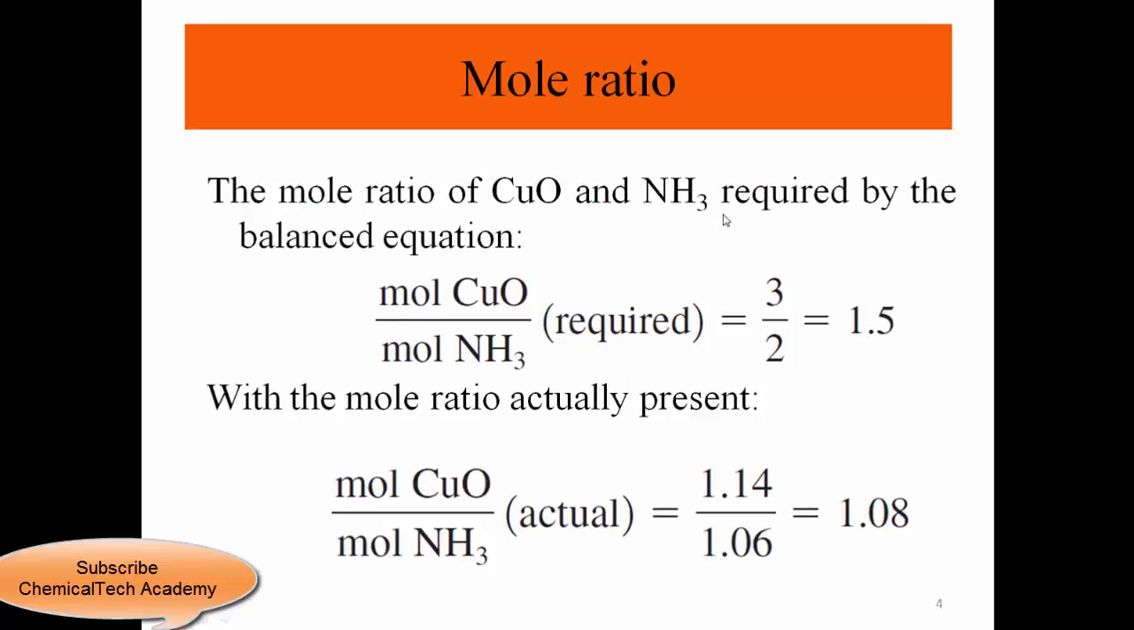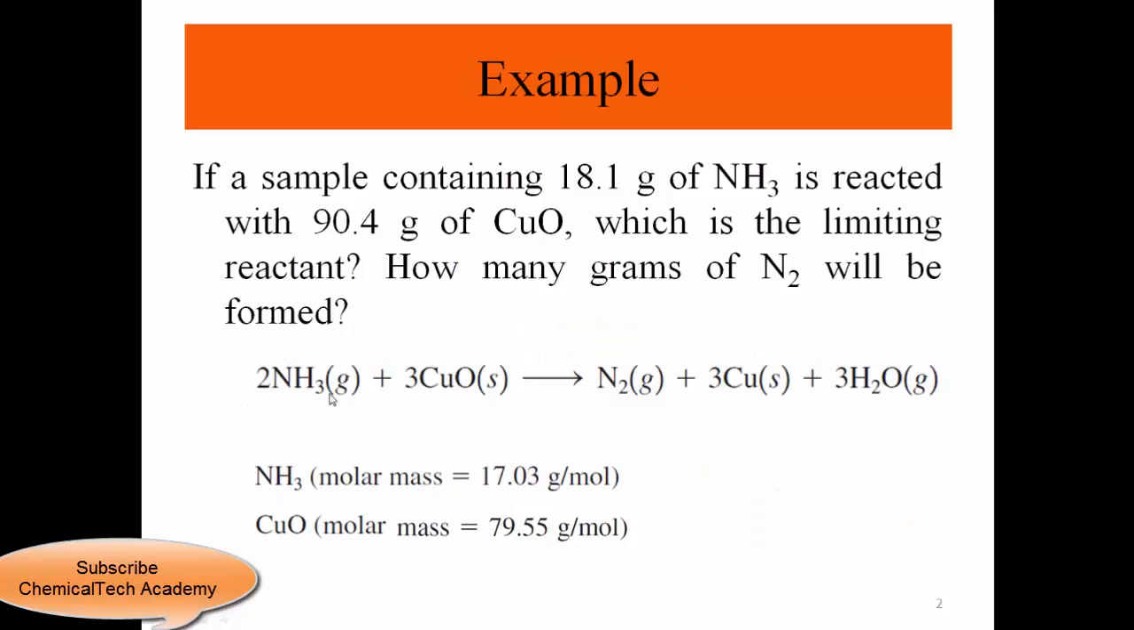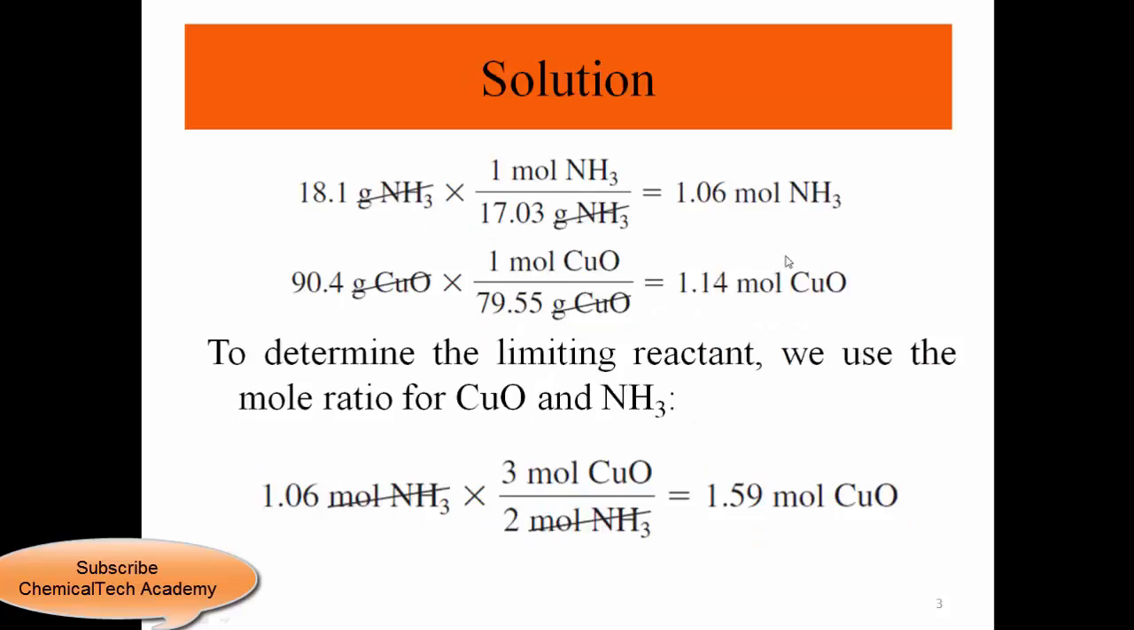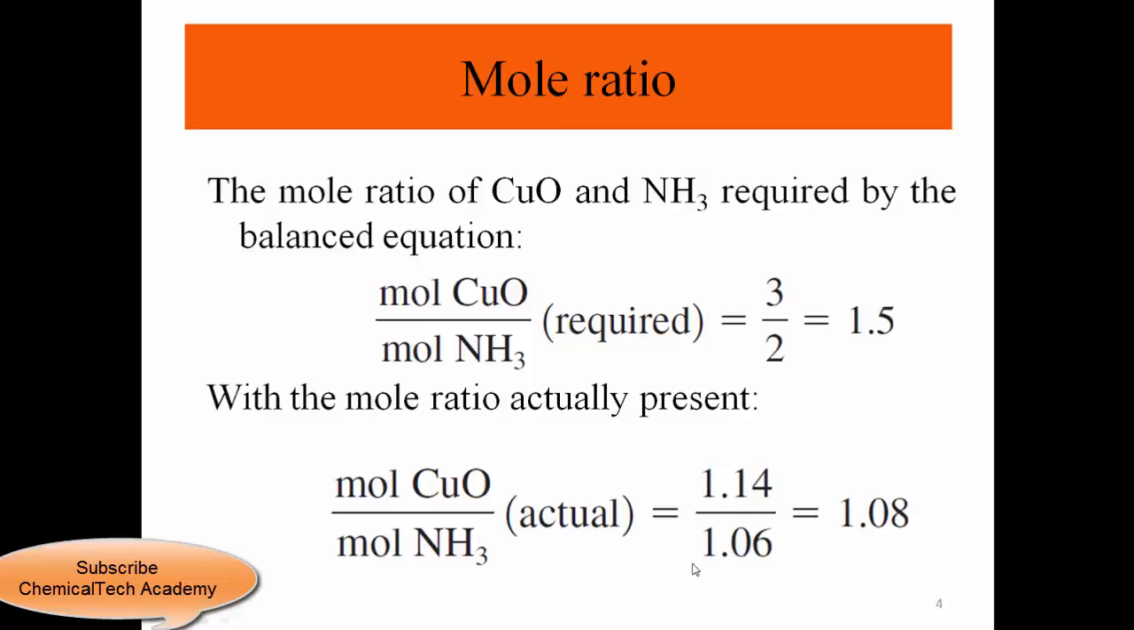The molar ratio of CuO and NH3 required by the balanced equation is 3 to 2, as we saw here, so 1.5. Now, the actual molar ratio, based on our calculation, is 1.14 divided by 1.06. So it is going to be 1.08, which is less than 1.5. Based on that, we can say that the limiting reactant is CuO, because the ratio is smaller than the required ratio. Let's have another example.